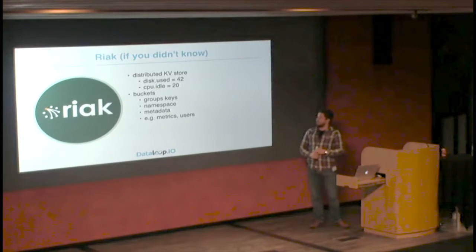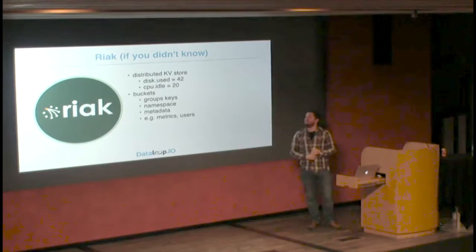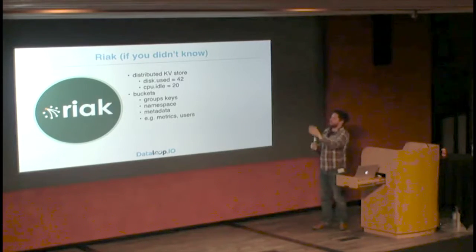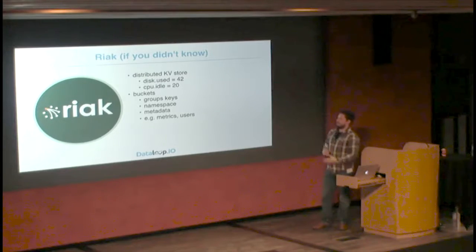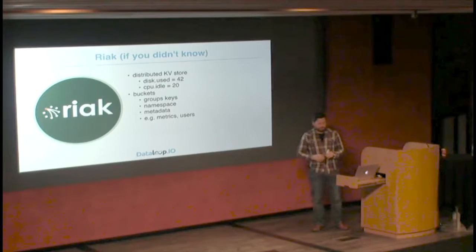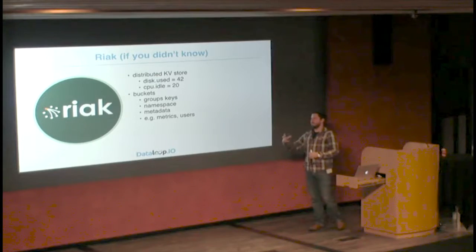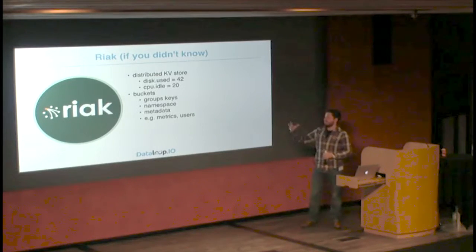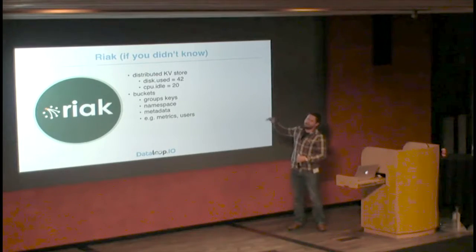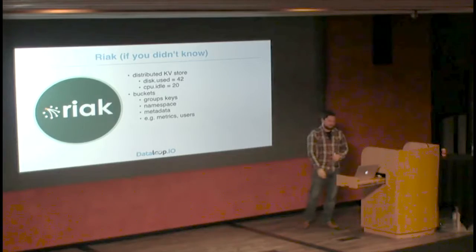So for people that don't know, Riak is a distributed key value store. You specify a key, so here you've got disk use and CPU idle, and you store a value against it. You can store integers, JSON, XML, binary, whatever you want, pretty much. It has a concept of buckets, which are really a namespace, a way of grouping keys. They use them for storing metadata as well. So for instance, you might have a metrics bucket, and then you'd store all your incoming metrics as keys under that bucket, or users, and you'd store all user profiles.